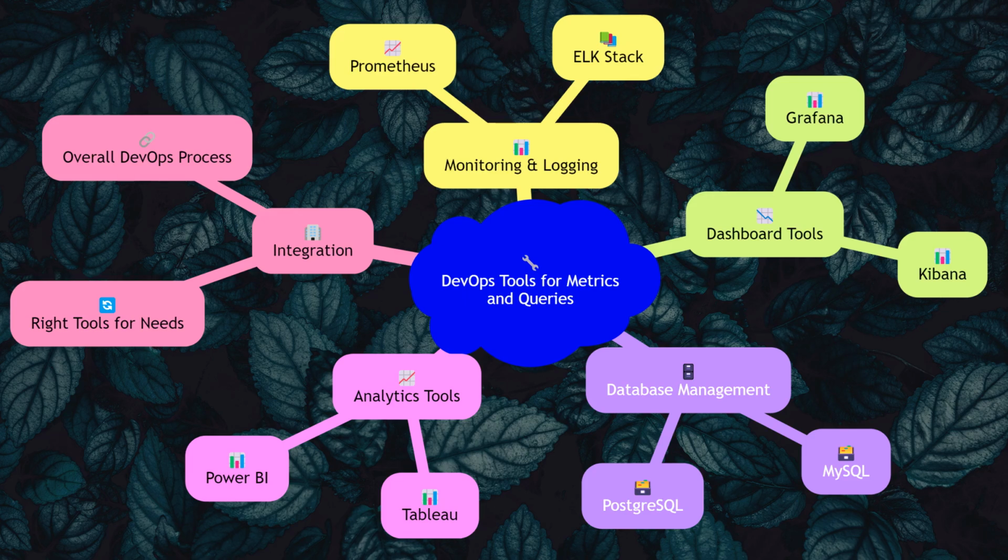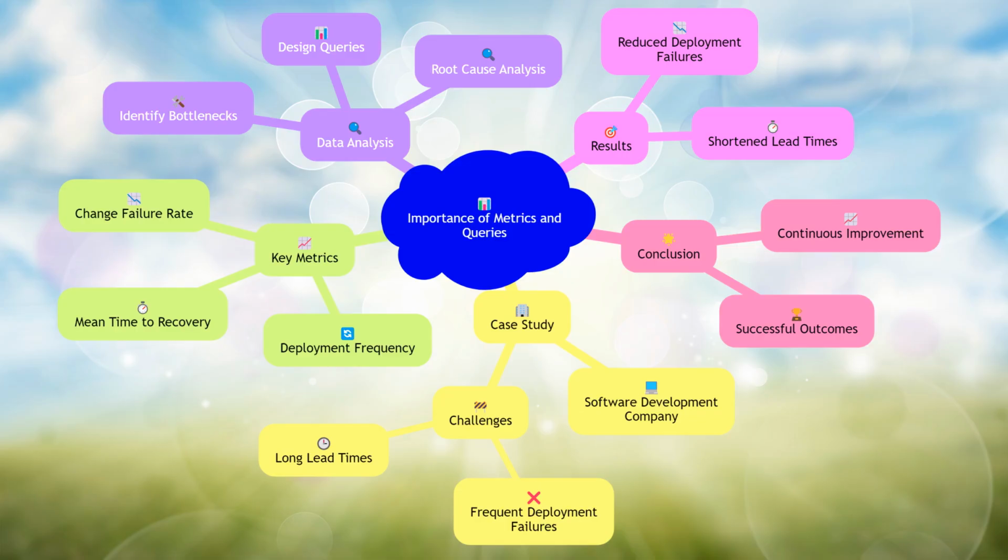These include monitoring and logging tools such as Prometheus and ElkStack, which can be used to collect and analyze metrics. Dashboard tools such as Grafana and Kibana can be used to visualize the data and provide insights into the performance and health of the system. Database management systems such as MySQL and PostgreSQL can be used to store and manage the data, while analytics tools such as Tableau and Power BI can be used to analyze the data and create reports. It is important to choose the right tools for the organization's needs and ensure that they are integrated into the overall DevOps process.